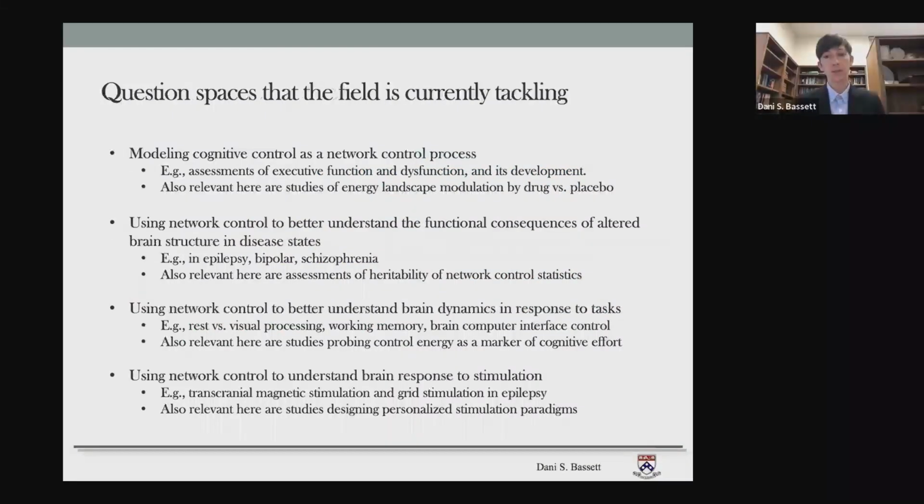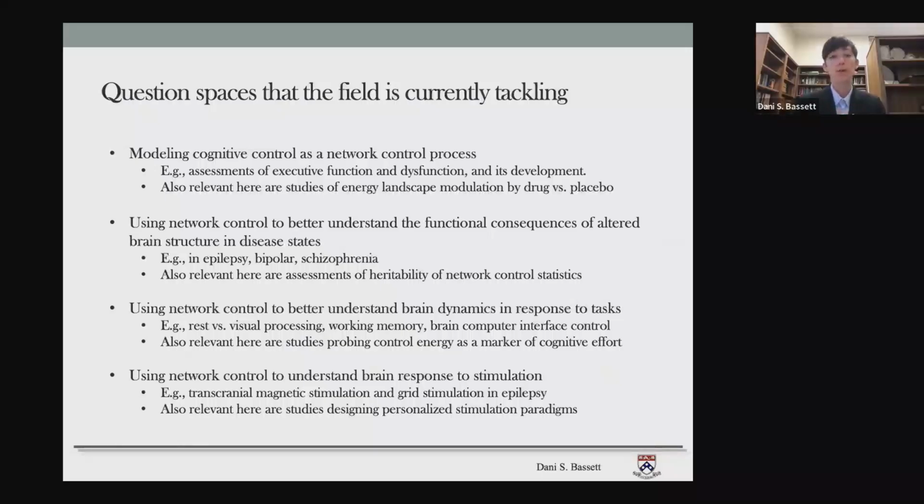The question spaces that the field is currently tackling include modeling cognitive control as a network control process. So, for example, this would include assessments of executive function and dysfunction and its development. Also relevant here are studies of the energy landscape modulation by either drug or placebo.